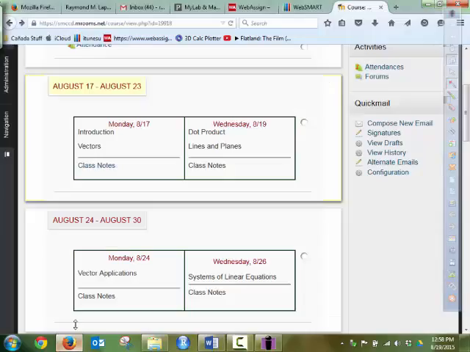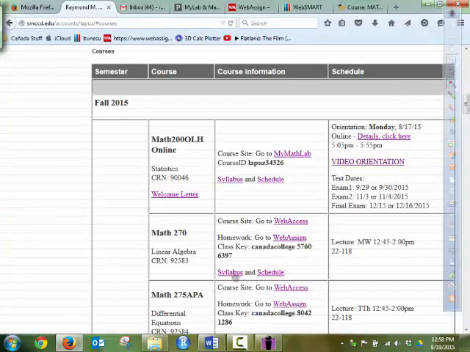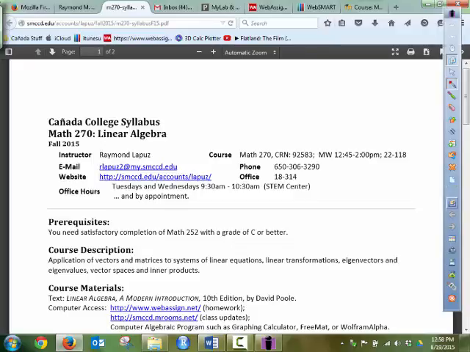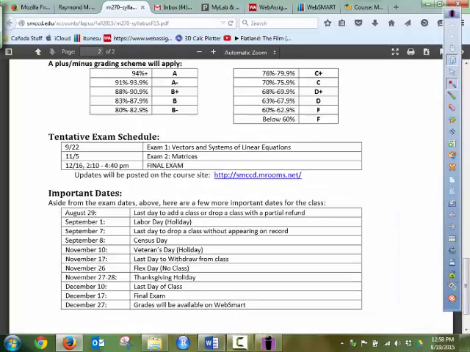The example that I always like to show people is your grade vector. According to your grade, your grade is going to be based on the homework, quiz, worksheets, exams, the final exam, and STEM speaker series. So for me, I would create a 6-dimensional grade vector for each of you. So each of you would have a 6-dimensional grade vector. What does that mean?